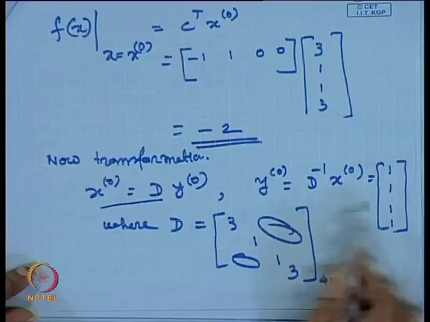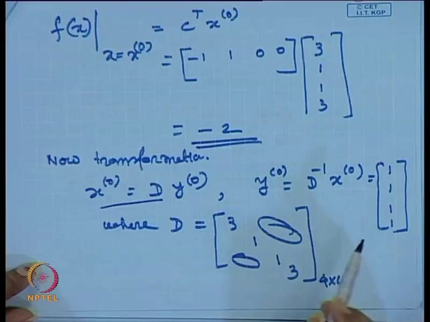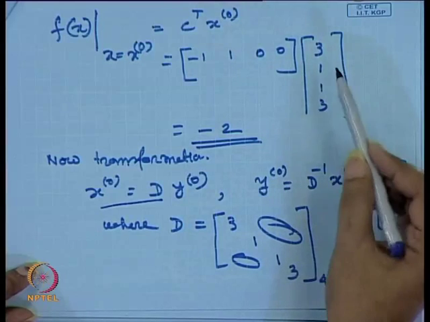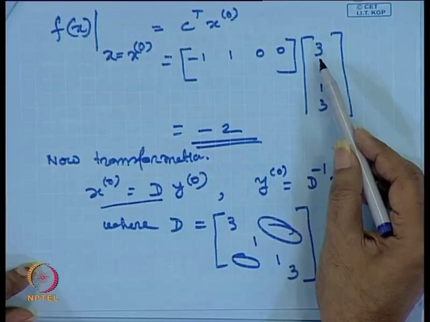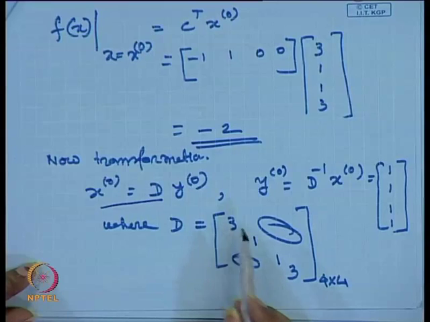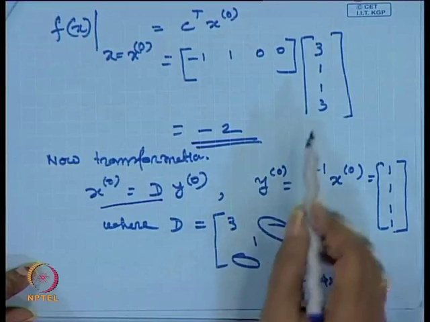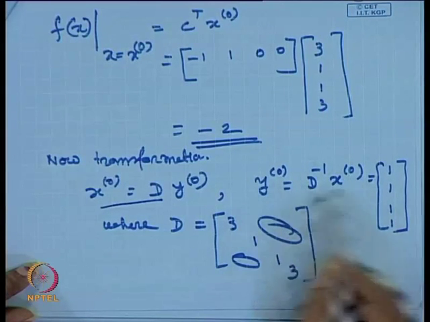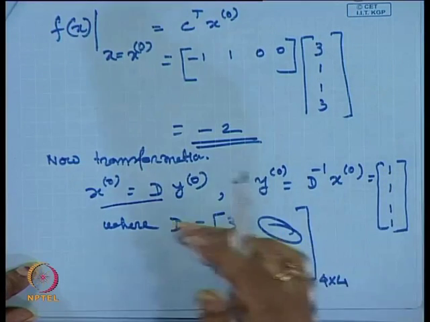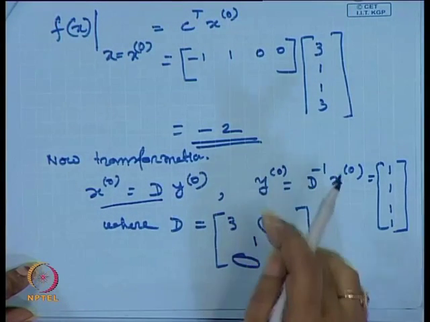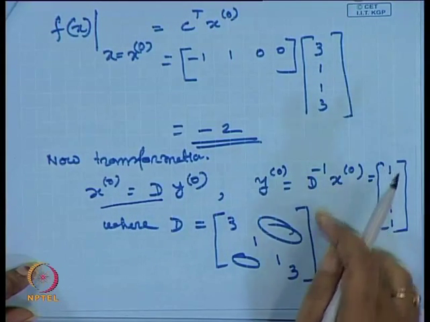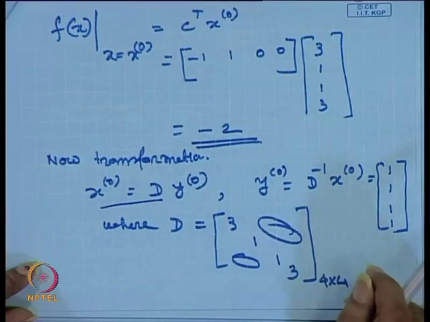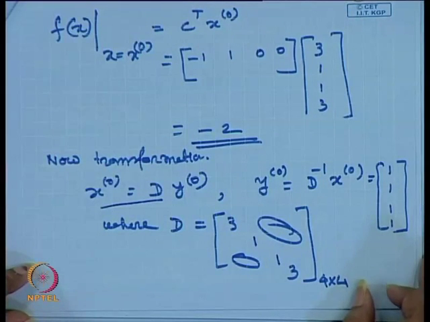This is the choice of scaling. The choice of d depends on whatever initial interior point we have taken, and d will have those elements in diagonal form. If you multiply d inverse x0, you will see this will be 1. This indicates that y1 of 0, y2 of 0, y3 of 0, y4 of 0 are all equidistant from the axes in the new variables.